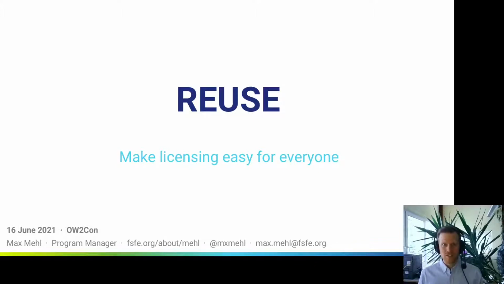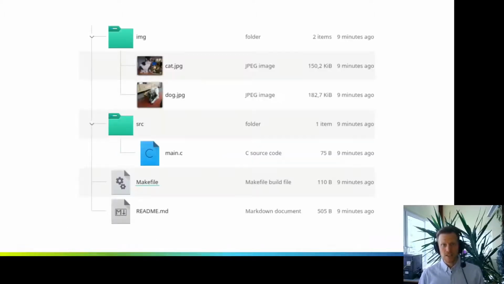And because licenses tend to get a little bit complicated, and as well as copyright, we created reuse. Reuse is there to make licensing easy for everyone. So let's take a look at an example project, very simple. So we have a C file there and a few other text files and also two images. And now you, as a free software developer, would like to make sure that this is free software and that people understand that it is so.